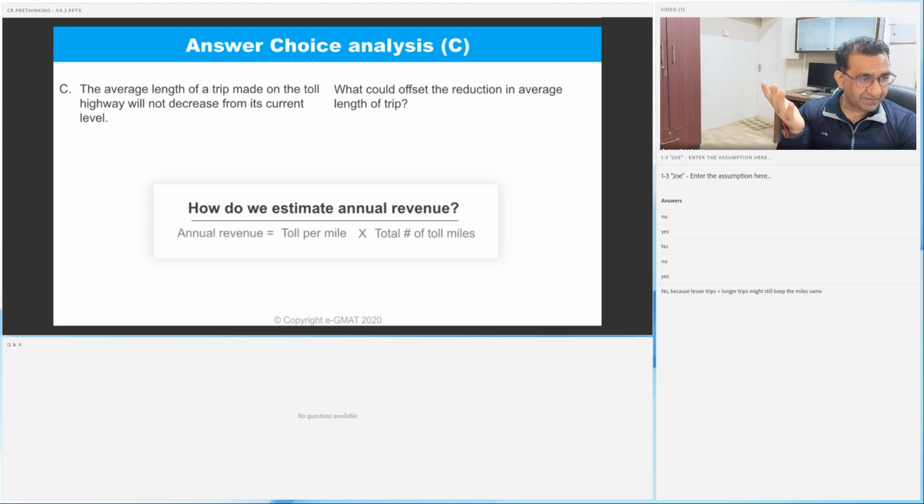What can compensate for average length of trip? If, let's say, the average length of trip goes down from 10 miles per trip to 9 miles per trip, what can compensate for it? Number of trips can go up. Absolutely.